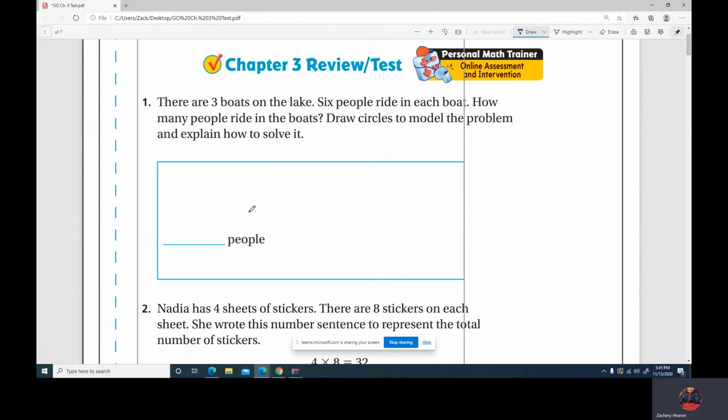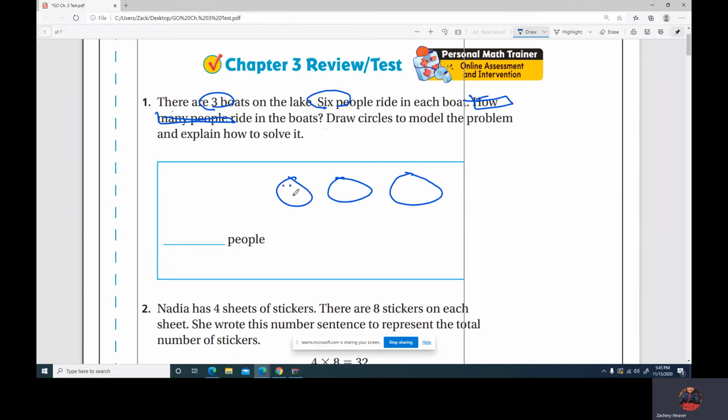So follow along. Number 1 says there are 3 boats on the lake. 6 people ride in each boat. How many people ride in the boats? Draw circles to help you model the problem. So we know we have 3 boats, 1 boat, 2 boats, and 3 boats. And each boat is going to have 6 people in it.